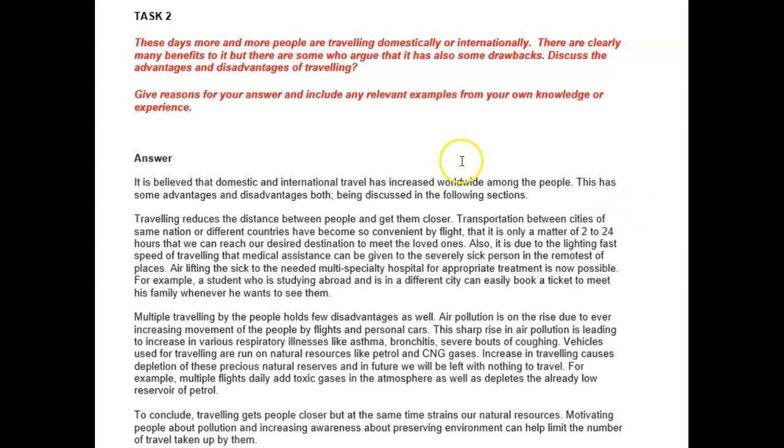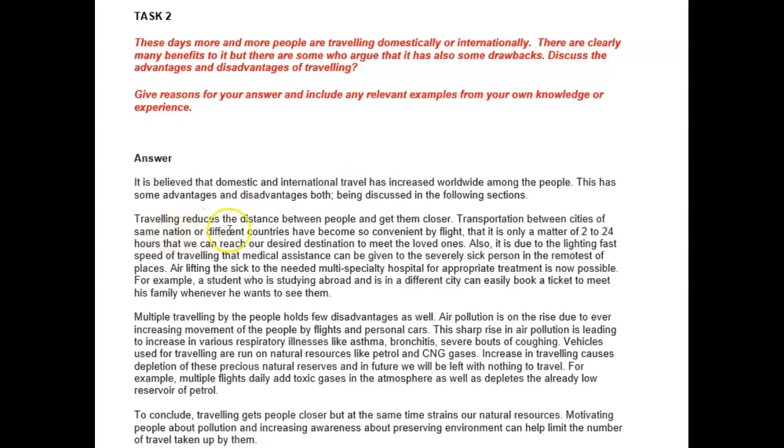First of all, I would have stopped this sentence right at "worldwide." So, "It is believed that domestic and international travel have, because it's two types of travel, have increased worldwide." Full stop. "This has some advantages and disadvantages, which will be discussed in the following sections." That's all. It's a much more natural way of expressing essentially the same idea. Okay?